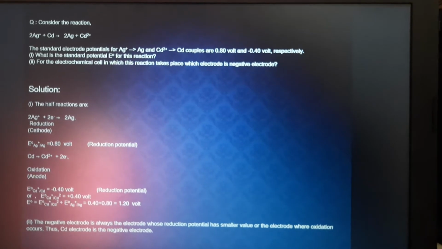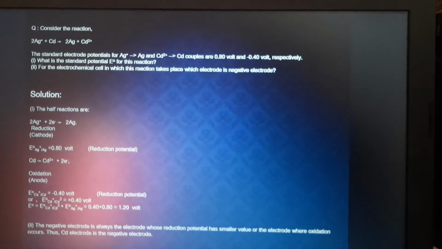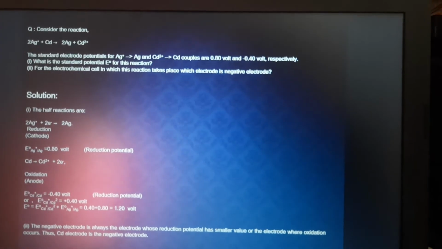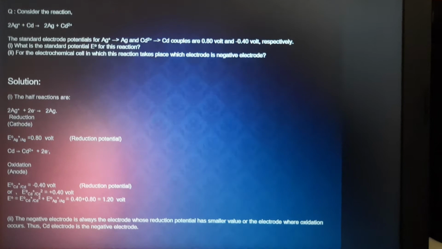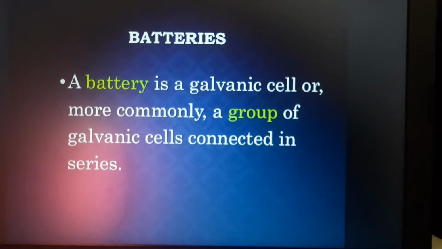So this type of mathematical problems you will face, and you have so many exercises in your books, and you have done so many exercises in your class. So this should help you to practice more and understand more.